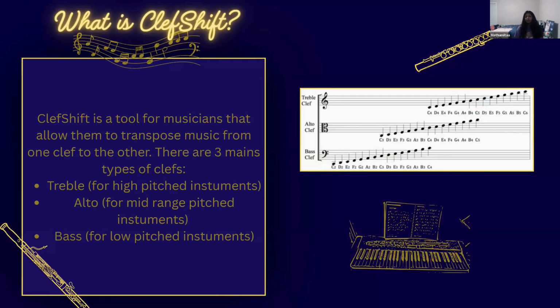There are three main types of clefs. There is treble clef for high voices like flute, trumpet, and violin, alto clef for instruments like viola, and bass clef for bassoons, tubas, and double bass.